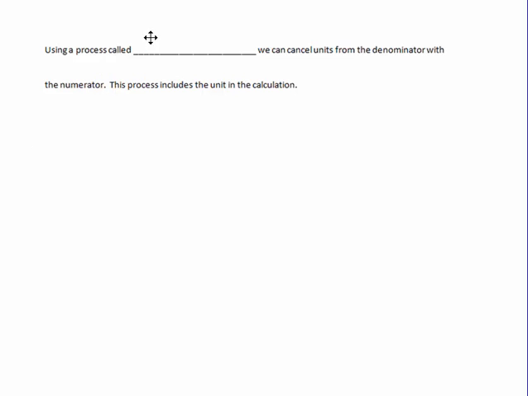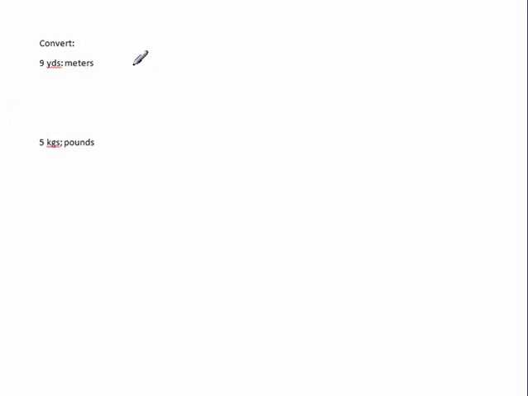Okay. Using a process called unit analysis, we can cancel units from the denominator with the numerator. This process includes the unit in the calculation. Now that's key. That's absolutely key. So let's try doing these here.